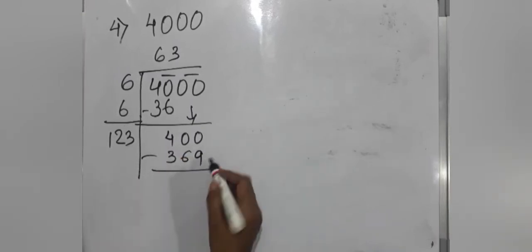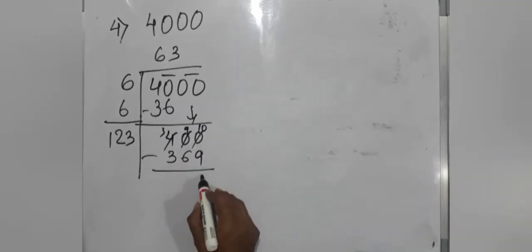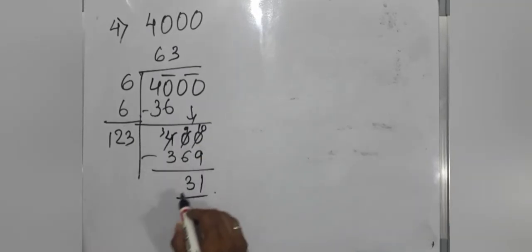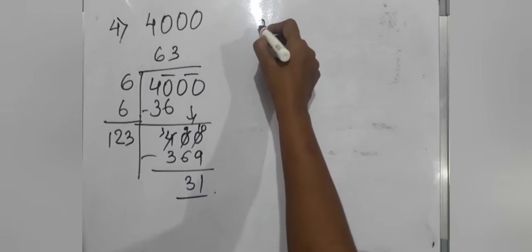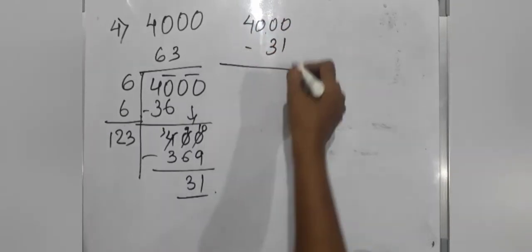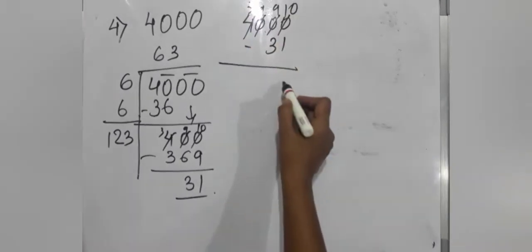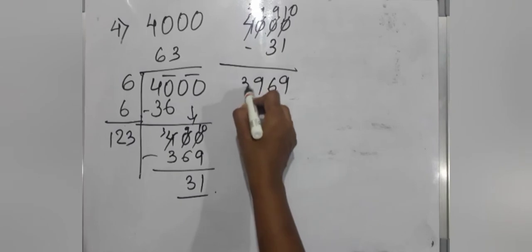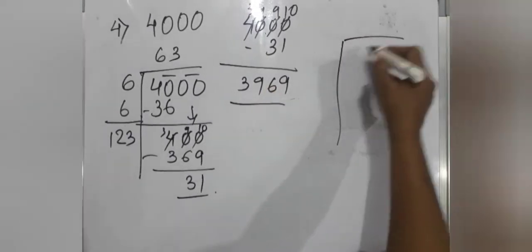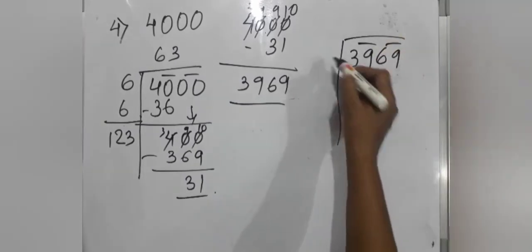We are getting, borrowing the numbers, 10 minus 9 is 1, 9 minus 6 is 3, 31. So subtract 31 from 4000. We get the answer: 10 minus 1 is 9, 9, 6, 3. So it's 3969. Again finding the square root of the obtained number.